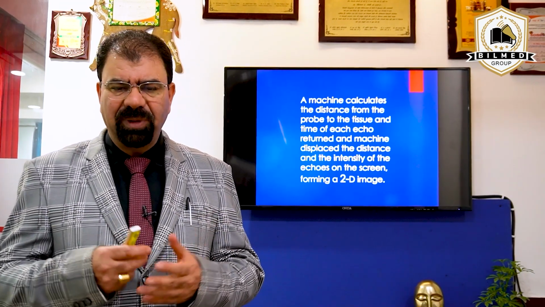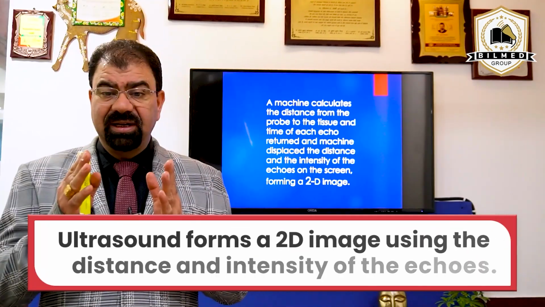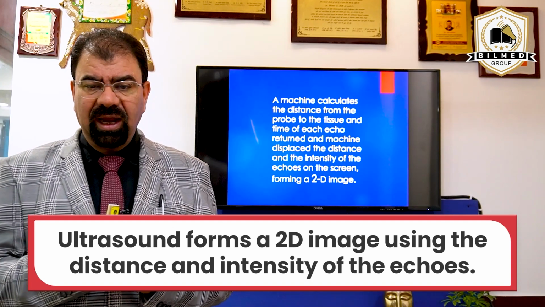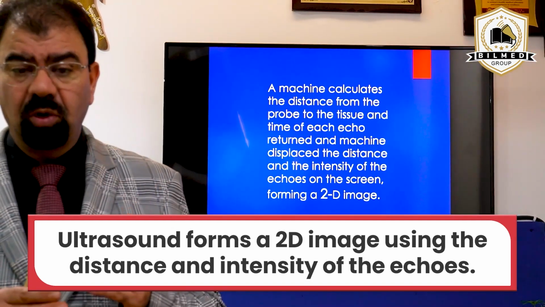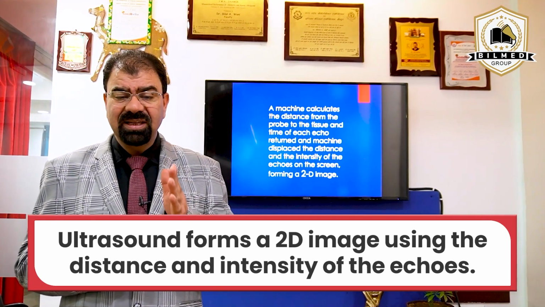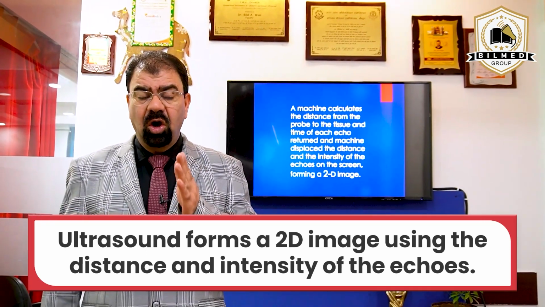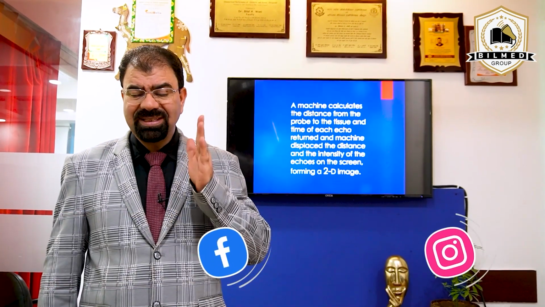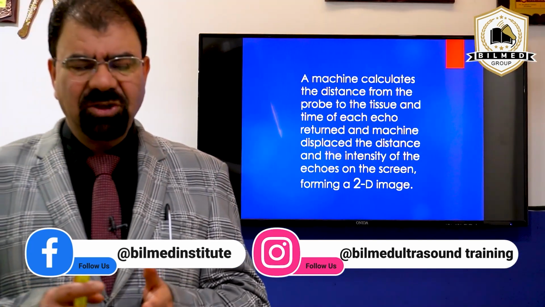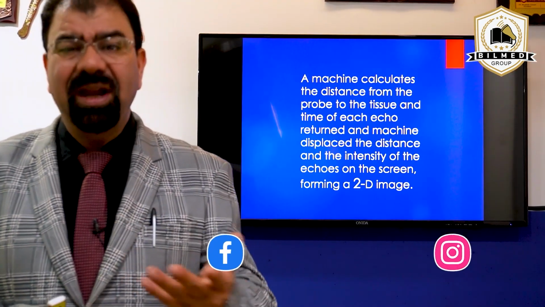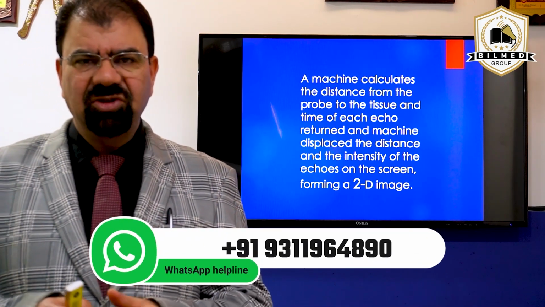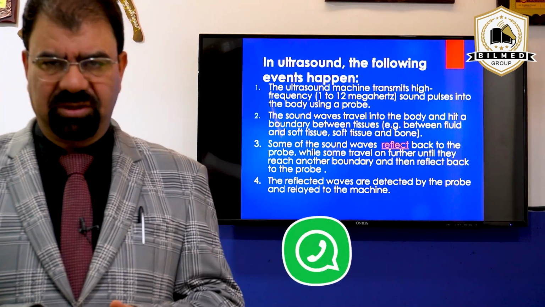Now an ultrasound machine calculates the distance from the probe to the tissue and the time of each echo returned, and the machine displays the distance and the intensity of the echo on the screen, forming a 2D image. So this way the machine is calculating when I have sent, when I have received, how much I have sent and how much I have received. That way it is generating an image on ultrasound.